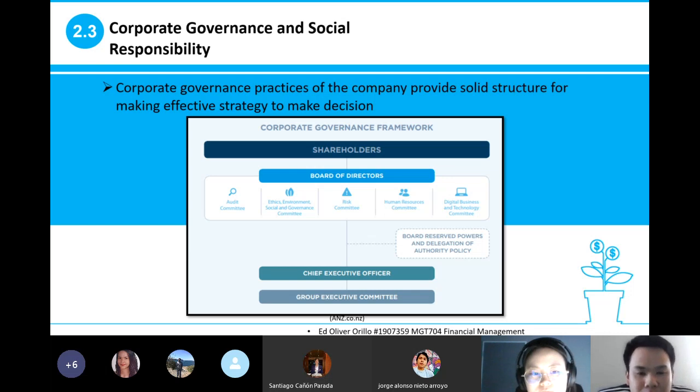And then below them is the chief executive officer and the group executive committee, which is ANZ's support for environmental and governance practices to be ethical. This proved to be a key management element for overcoming conduct and ethical issues through detailed discussion with its board members.